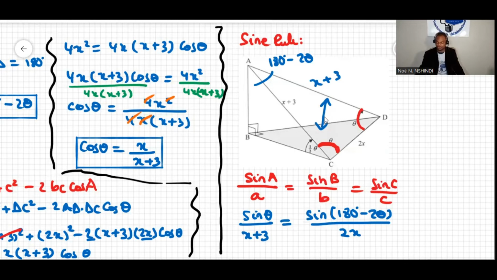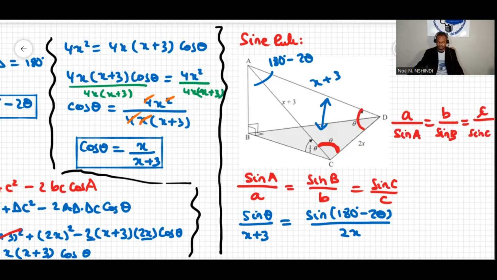Now, you can also write the formula like this: a over sine A equal to b over sine B equal to c over sine C. So it's still correct. We're going to get the same answer at the end.